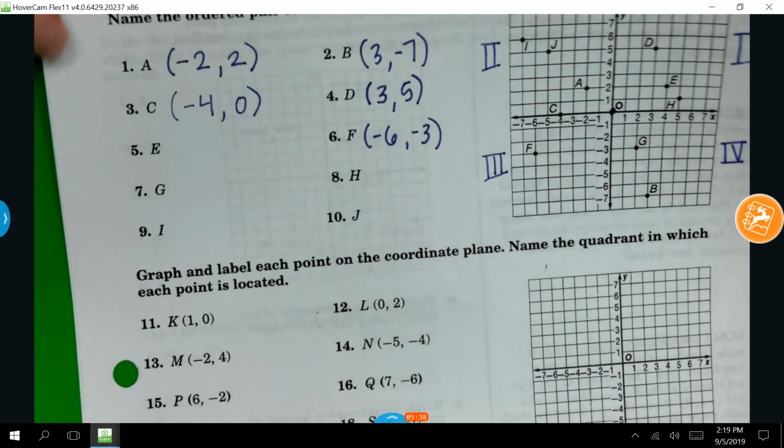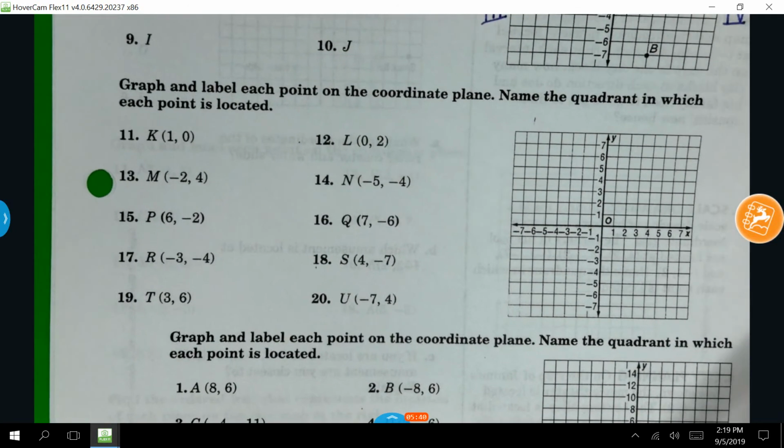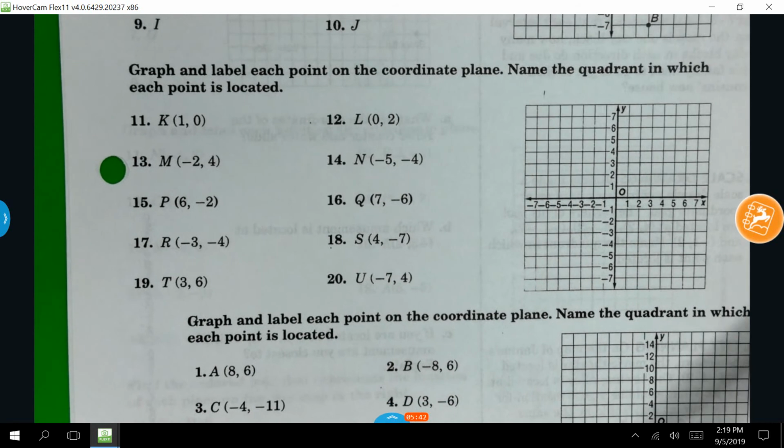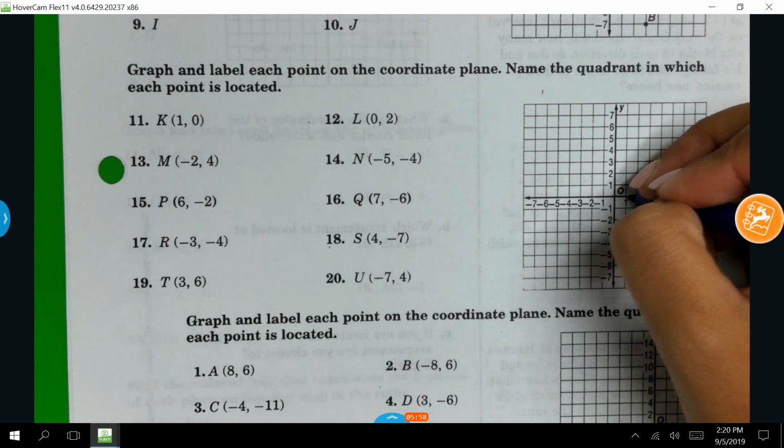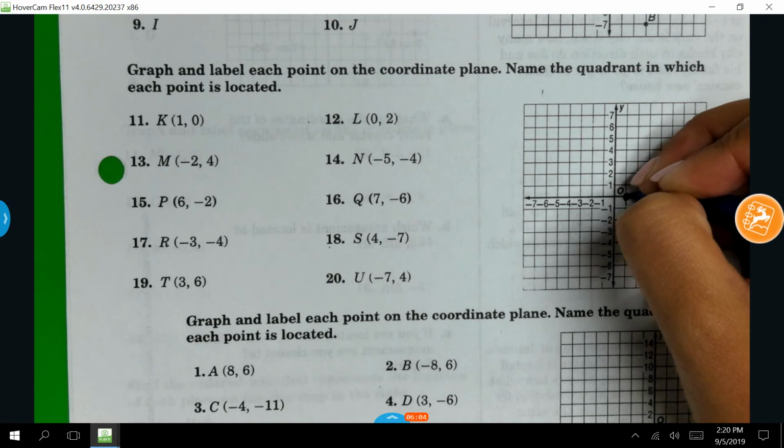Alright, I'm going to skip those other ones because you're going to finish those later. So the second section, it says graph and label each point on the coordinate plane, and then name the quadrant in which each point is located. Alright, so number 11, it says the point K, which is 1, 0. So 1 is my x coordinate, so that means I'm going right 1. And am I going up or down? No, so it is right there on my x-axis.